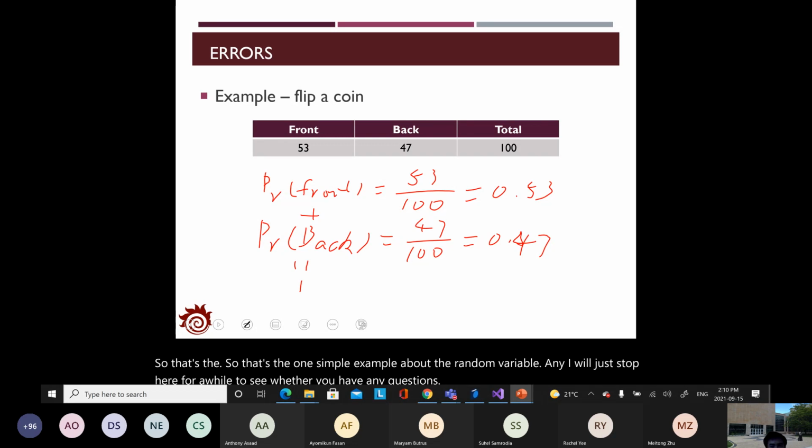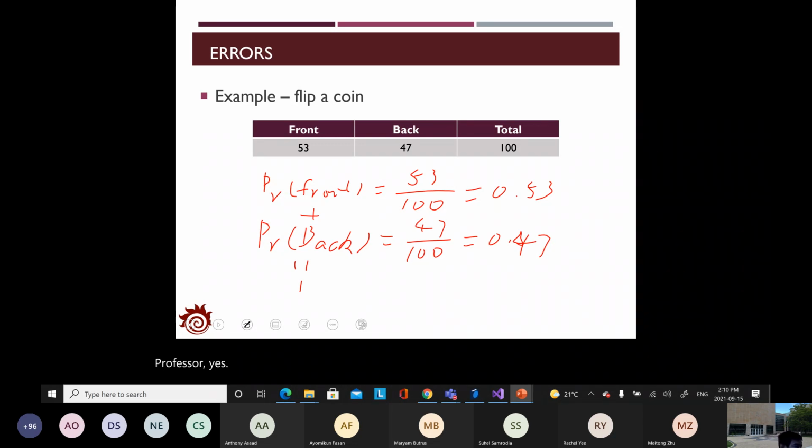Professor. Yes. I had a question. In which textbook can we find this information? Because in the first lecture you mentioned a few textbooks, and I'm just wondering which one I can find this in. Oh, regarding this review session about probability, you can actually find it.